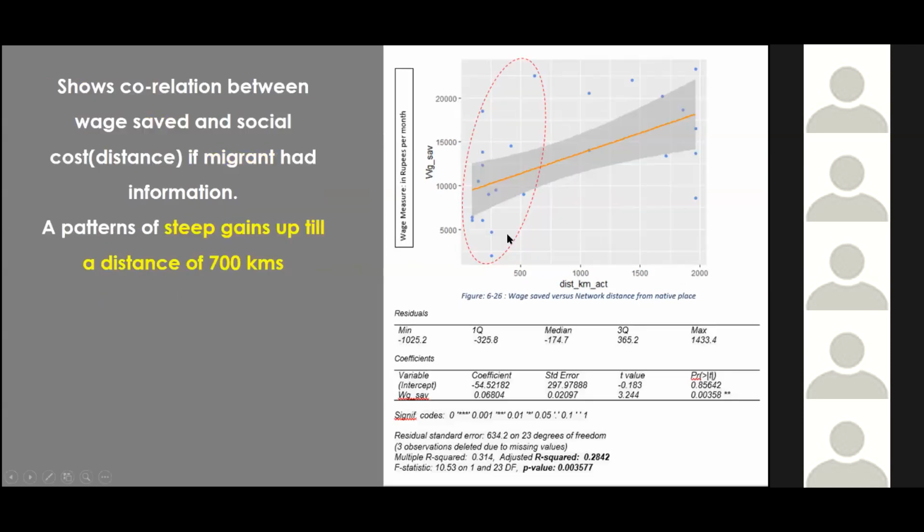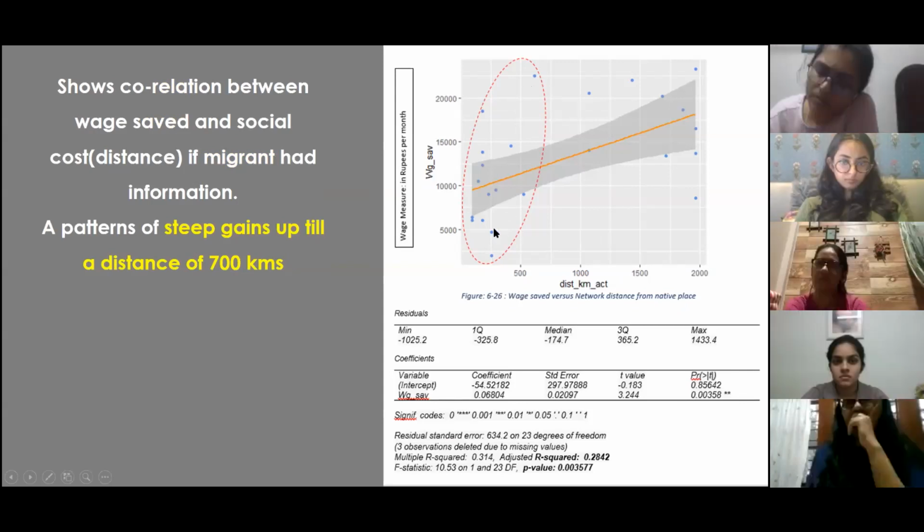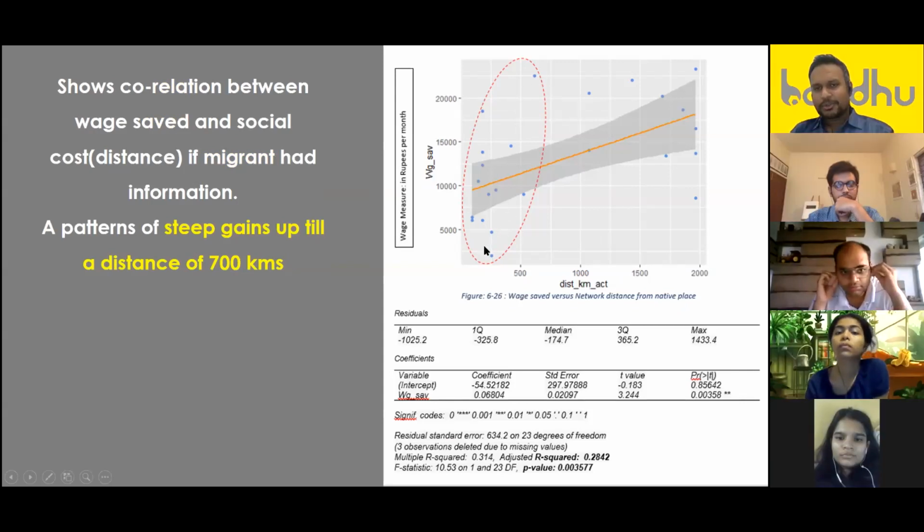Another thing you see is there are steep gains in the first 700 kilometers. So people, of course, who are coming within 700 kilometers, they are rising very quickly to the top. Whereas people coming from further, it's a flatter curve, even though they are making gains. So you say, oh, this is interesting. Why are they gaining within 700 kilometers?